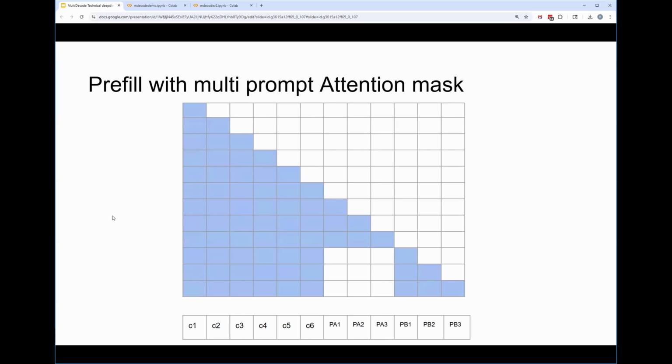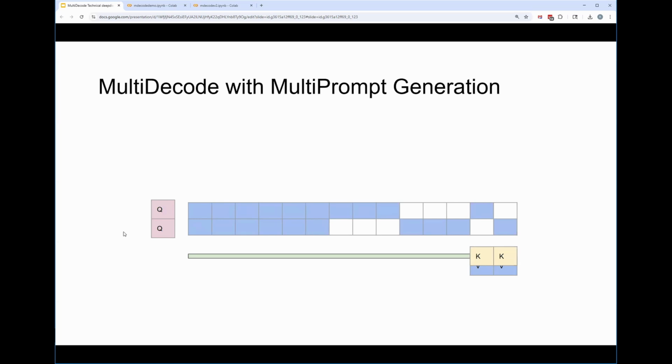Okay, great. So in our general form, each cycle when we're doing generation in multi-decode with multi-prompt, we're going to have a section of the mask that represents the context that we're paying attention to. In this section, the two different branches have different masks, prompt A and prompt B. And then we're going to have this diagonal pattern that will repeat as we continue to generate additional tokens. Make sense?